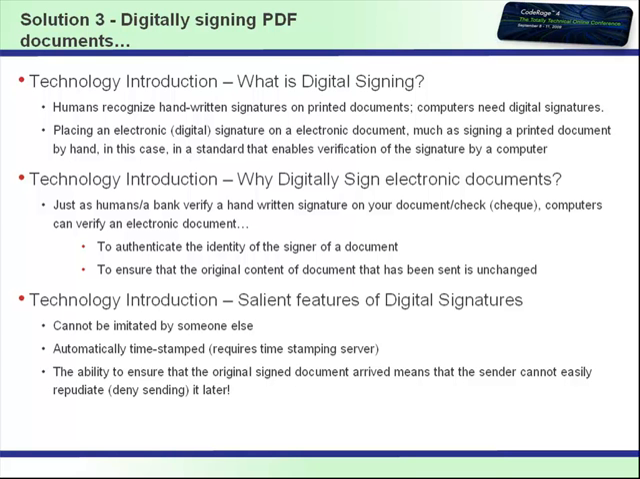Only this time the digital signature is specific to computers, so that they can verify the signer. And it's similar to placing a handwritten signature on a document. So humans recognize that. In the case of computers, you place a digital signature for computers to recognize that, okay, this is from a particular person, and so on.